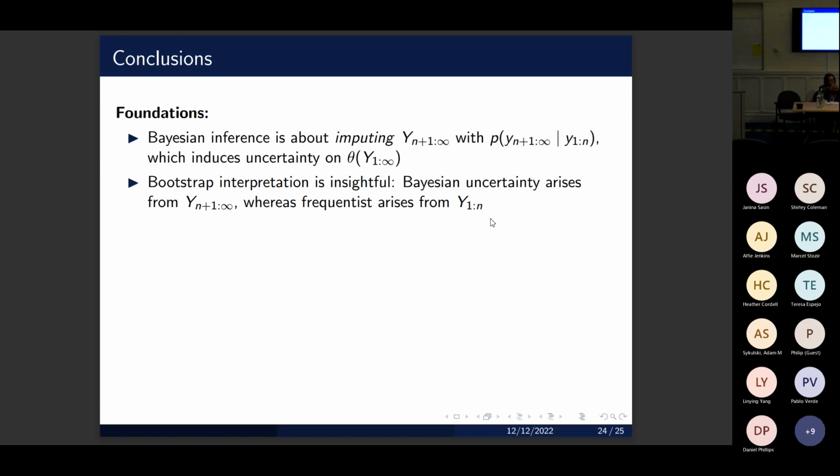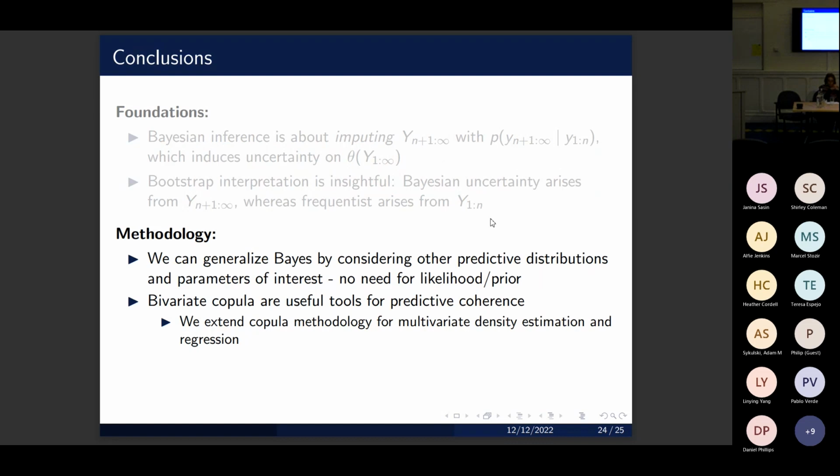We found that the bootstrap interpretation is particularly insightful. We can view that Bayesian uncertainty arises from this remainder of the population, whereas the frequentist uncertainty arises from the other side, y_1 to n, and there's no necessary specification of prior here.